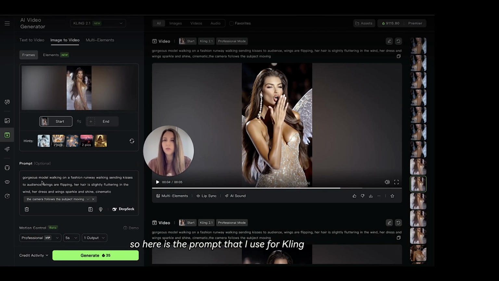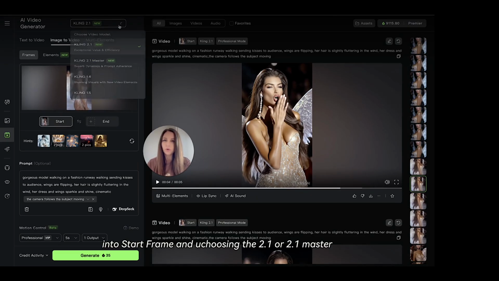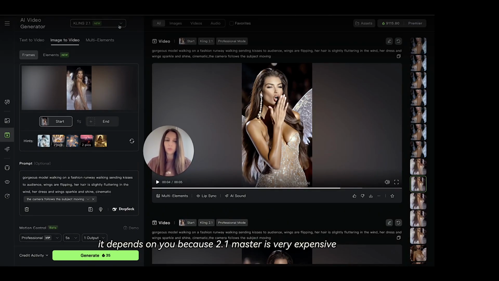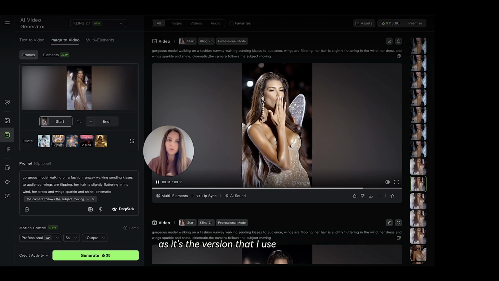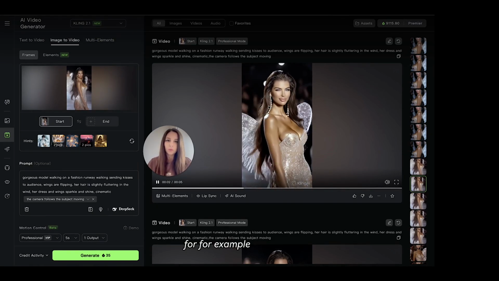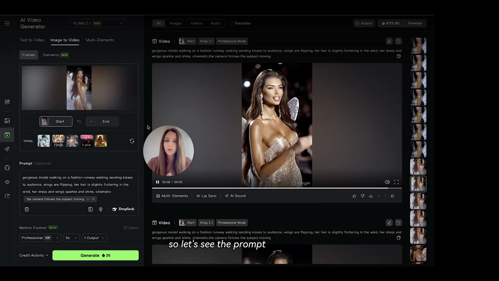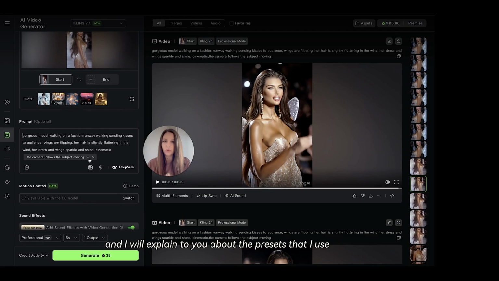So here is the prompt that I use for Kling. We are using the picture that we previously upscaled in Magnific, and then we place this picture into the start frame and choose 2.1 or 2.1 Master. It depends on you, because 2.1 Master is very expensive, so I cannot recommend it. But let's start with 2.1, as it's the version that I used, for example, for my recent video. So let's see the prompt and I will explain to you about the presets that I use.